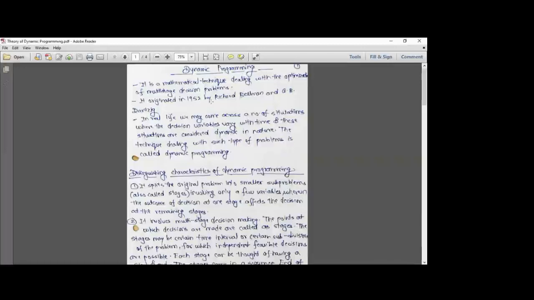It was the mathematicians who developed this dynamic programming, way back in 1952, by Richard Bellman and Dantzig. But they have specifically stated that though this technique is called dynamic programming, it can be used in various aspects where the variables change according to time or the different stages.